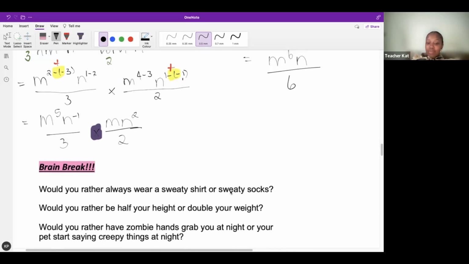Would you rather have zombie hands grab you at night or for your pet to start saying things at night, like creepy things? What do you guys choose? Callie, let me change you back. That was funny. Now I don't know if I spelled your name right. Hey, there's a lot going on here, guys. Oh, a lot going on. Zombie hands.